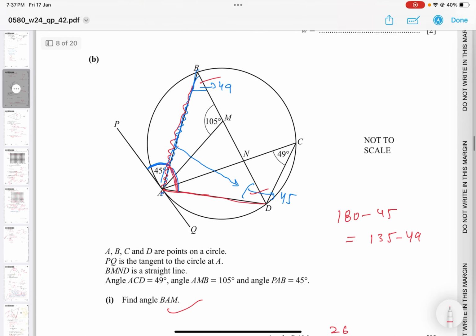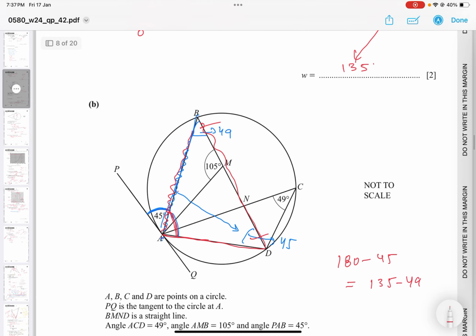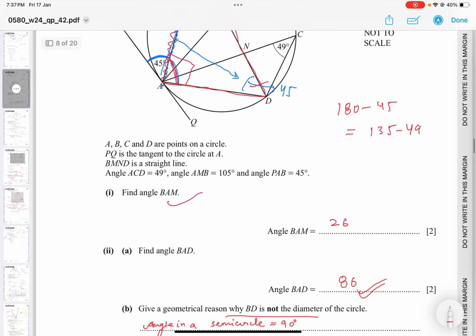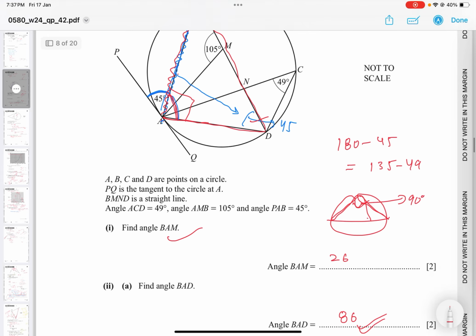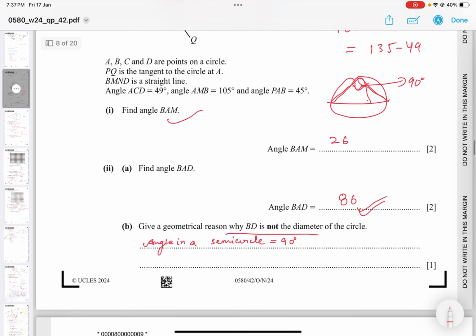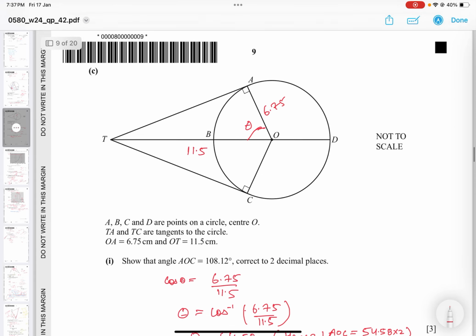Geometrical reason why BD is not the diameter. No, BD is not the diameter because this angle is not 90 degrees. Yes or no? Angle in a semicircle is 90. See this angle? Angle in a semicircle is 90 degrees. But over here it is not 90. Hence, it is not the diameter.